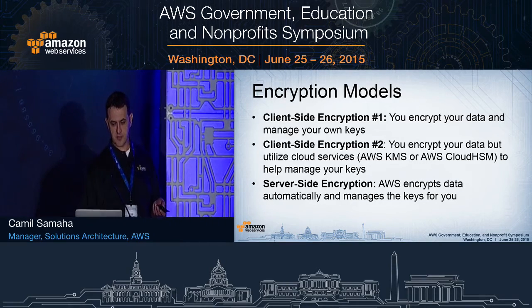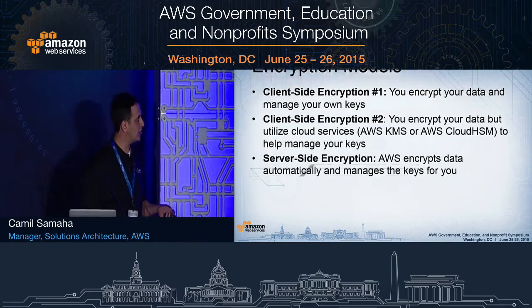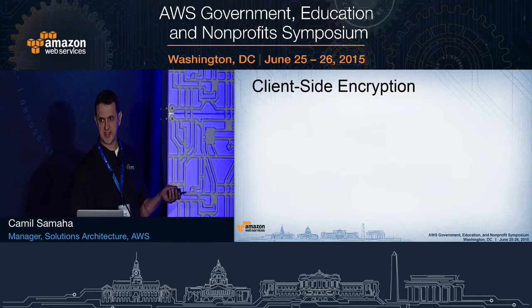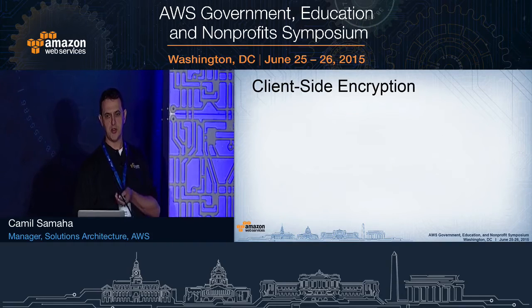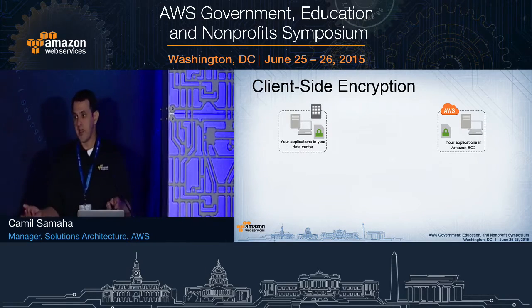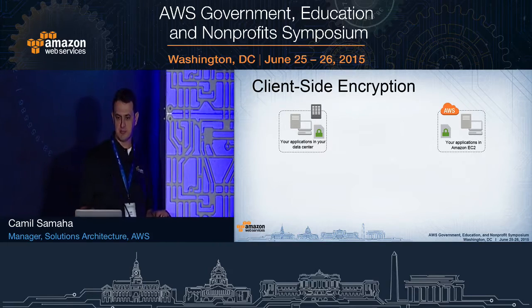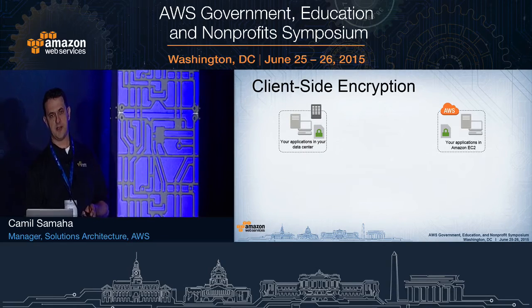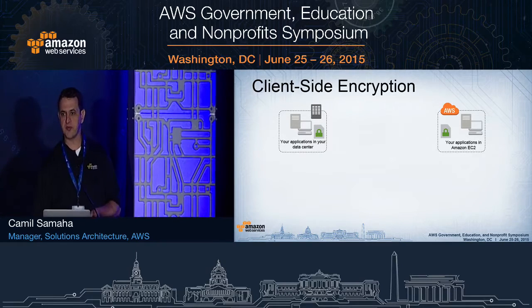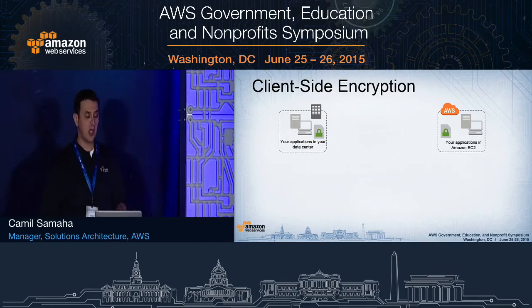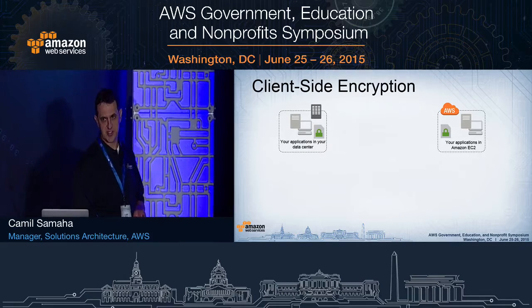Okay? So first, let's talk about client-side encryption. And like I said, client-side doesn't necessarily mean it's on-prem. It's in your application using your code. All right, typically, you'll have your application either running on-prem or your application running in an EC2 instance or instances, and you encrypt the data, and you send that encrypted data to store in your storage solution of choice on AWS.